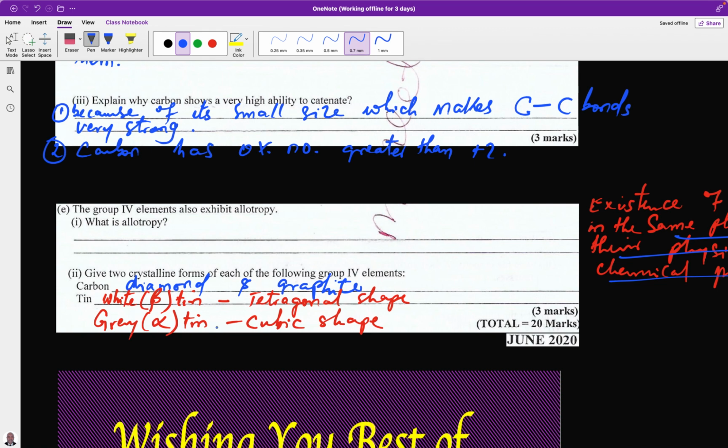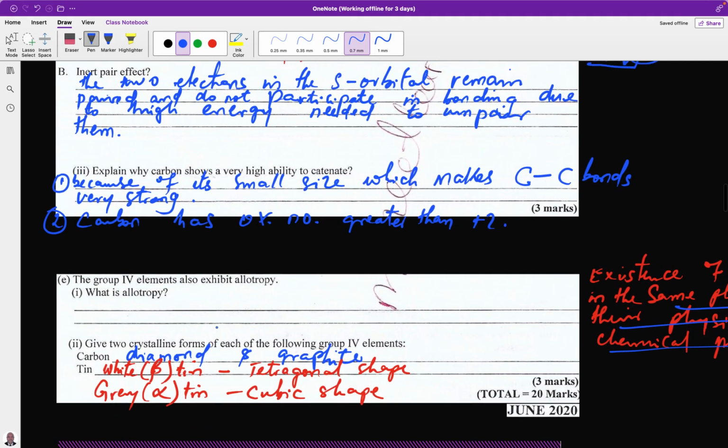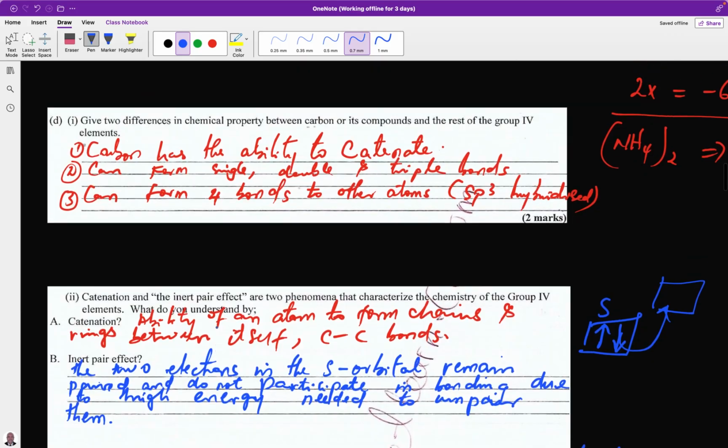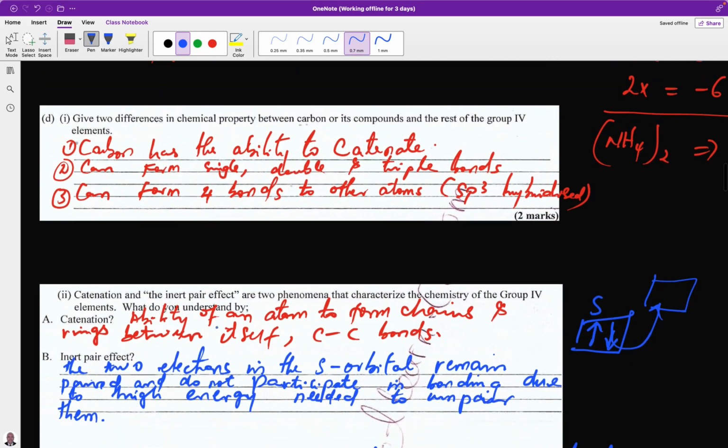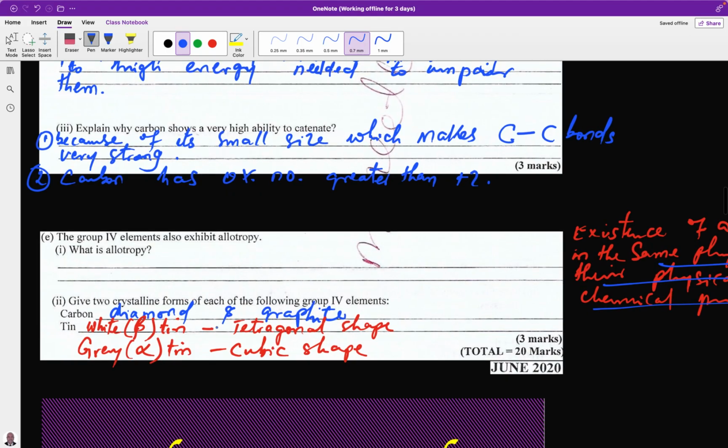Unlike tin, in carbon we have but diamond and graphite. So these are the only forms of carbon that we have. And by answering all these, it will give you a total of 20 marks.